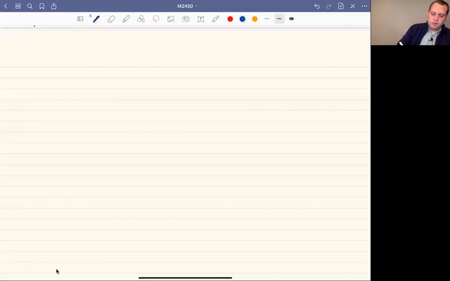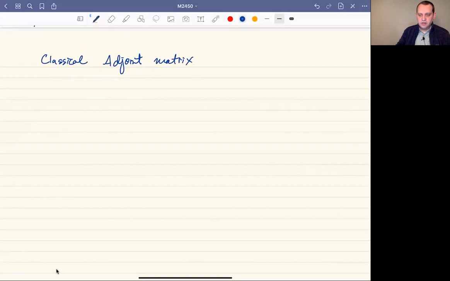Okay. Next, what I want to do is talk about what's called the adjoint matrix. There are actually two different notions of what it means to be an adjoint matrix. This one is sometimes called the classical adjoint matrix. Let's do this with an example.